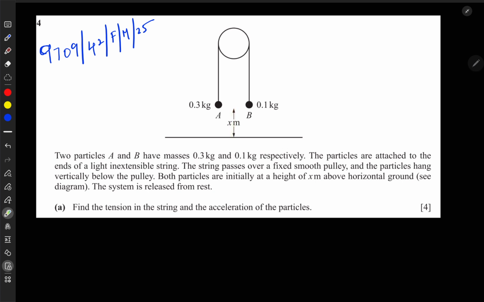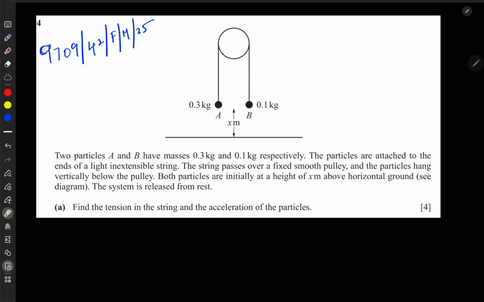The particles are attached to the ends of a light inextensible string. The string passes over a fixed smooth pulley and the particles hang vertically below the pulley. Both particles, A and B, are at a height of x meters above the horizontal ground. The system is released from rest. Definitely A will come down because of its higher mass and B will go up because of its lower mass.